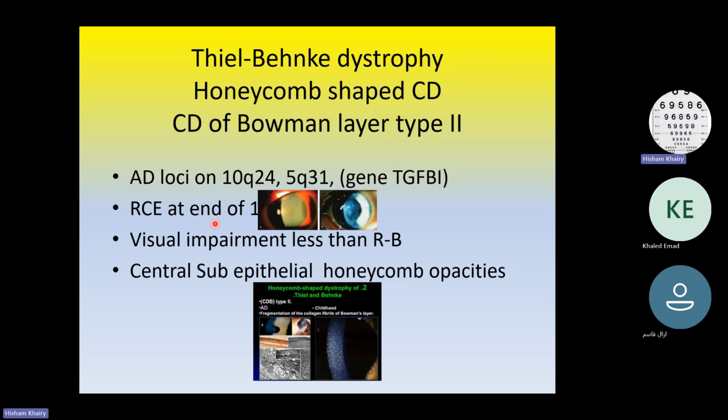There are recurrent corneal erosions at the end of the first decade. The visual impairment is less than Reis-Bücklers. There are central subepithelial honeycomb opacities.